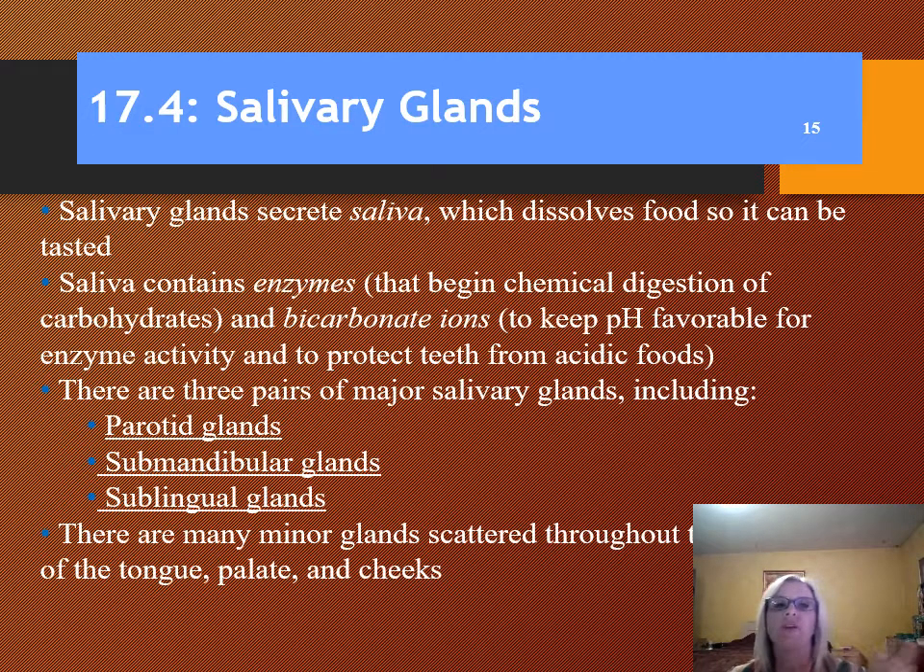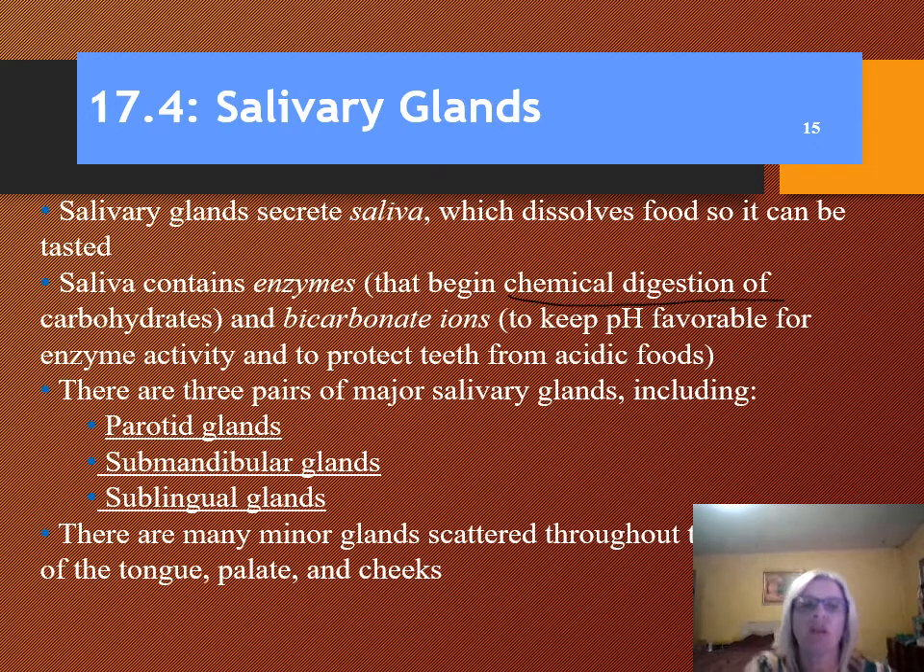So salivary glands, the purpose is to secrete saliva. Makes sense, right? Saliva helps to dissolve food so that it can be tasted. It has enzymes, as I have already said, salivary amylase, and that begins the chemical digestion. Chemical digestion of carbohydrates. You need to know that occurs in the mouth. All right, and that is due to salivary amylase.